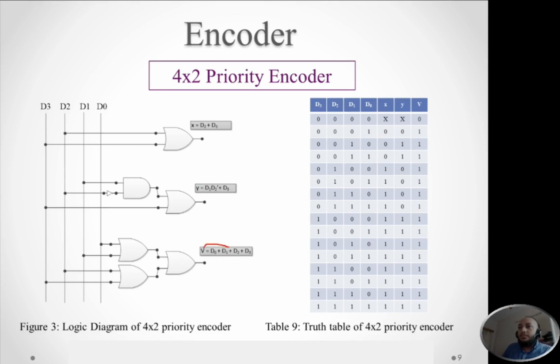And for V, we have found V equals D0 plus D1 plus D2 plus D3, so we will give D0 and D1 as input to an OR gate. Again D2 plus D3 means D2 and D3 must be given to the input of an OR gate, and after that we will use another OR gate whose input will be the outputs of the 2 OR gates, and finally here we will get V. So that's all for priority encoder. Thank you.